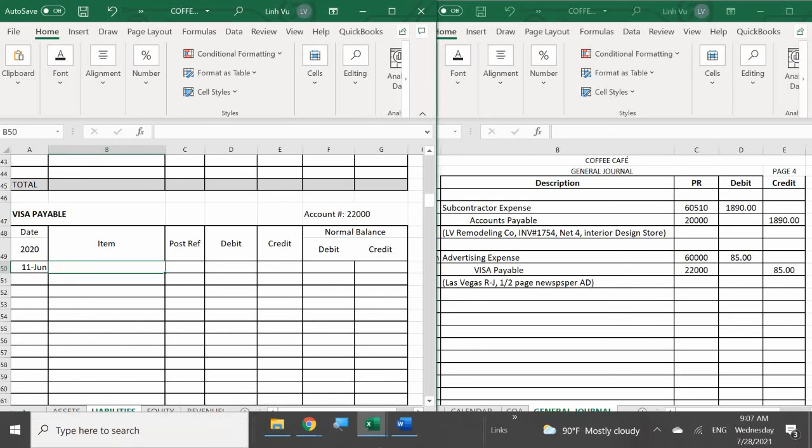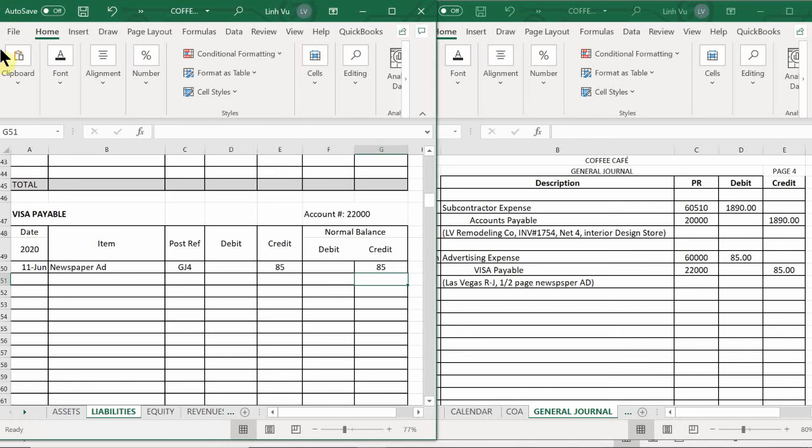Okay? So in this case, I have to go a little extra and say that I bought a newspaper advertisement. Okay? So same thing here. I'm going to write newspaper. Okay? Post reference, right? We know that this is on General Journal number 4. And because this is a credit, because we're increasing a liability, we are going to increase my liability by $85. So therefore, I should have a credit balance of $85. Right?